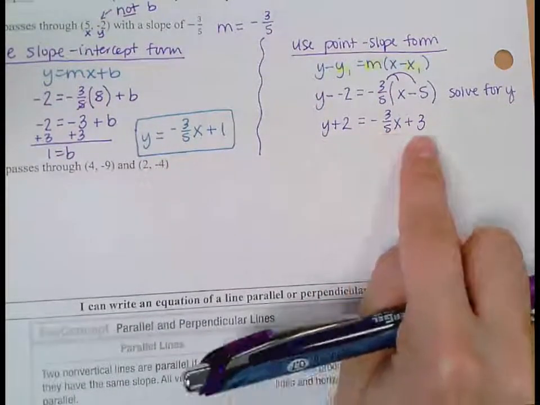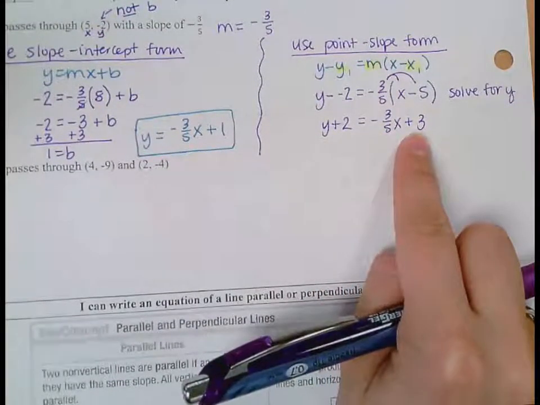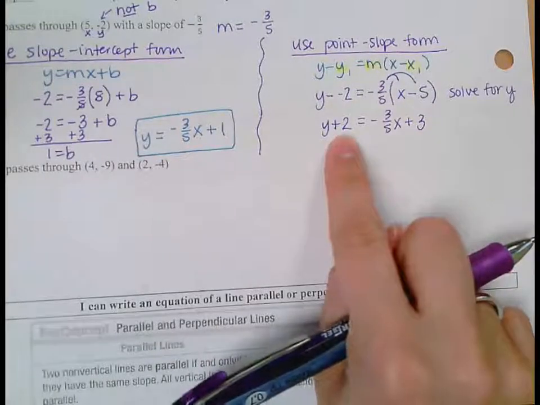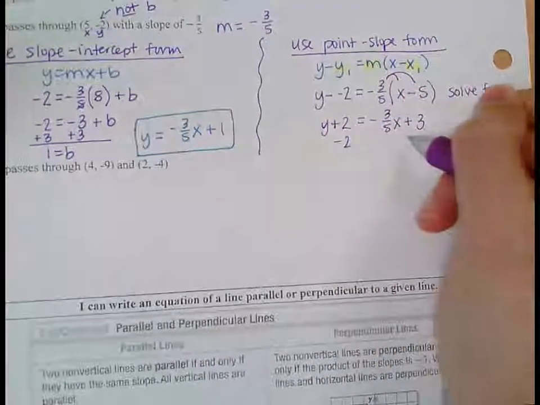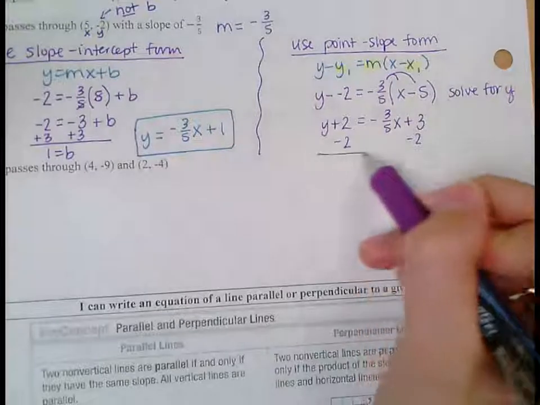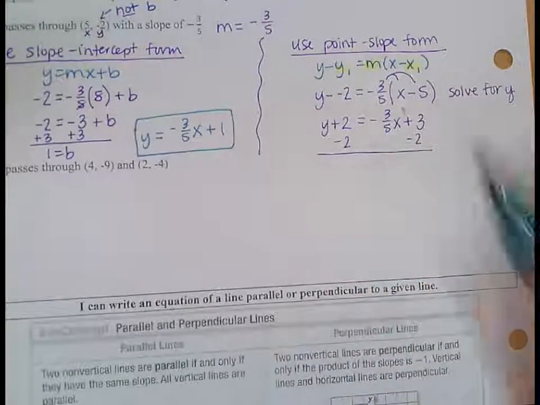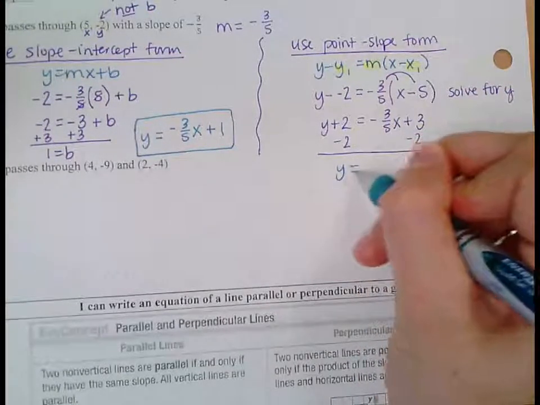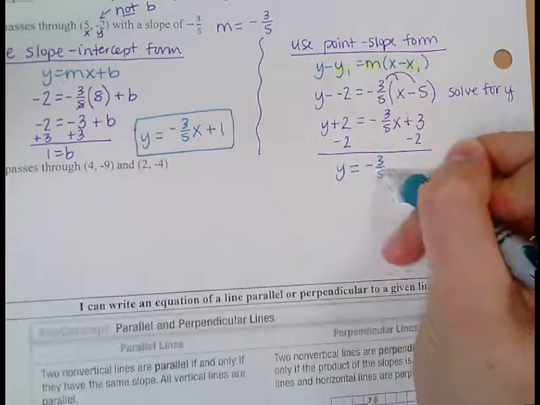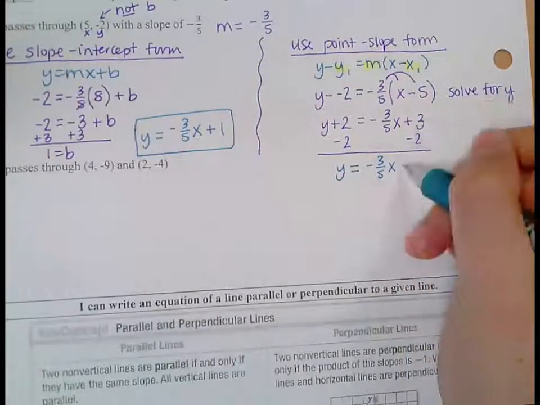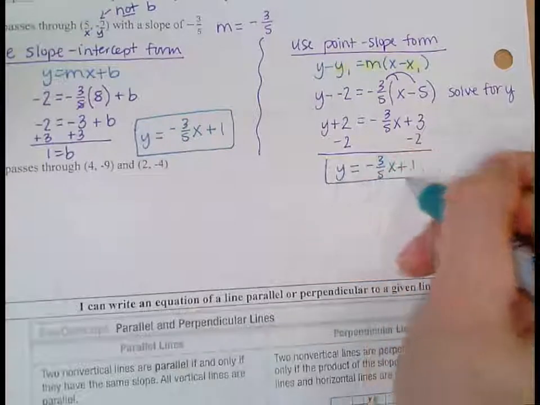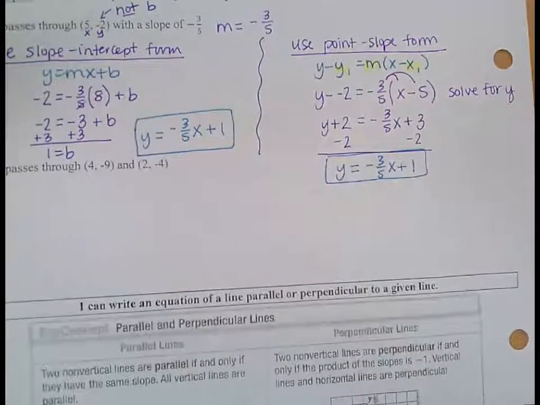And now that my right side is simplified, I no longer have parentheses. On the left side, to get y alone, I just subtract 2 from each side. And I have my equation, y equals -3/5 x, and 3 minus 2 is plus 1. But then it's already in slope-intercept form. I don't have to substitute things back into slope-intercept form when I'm done.